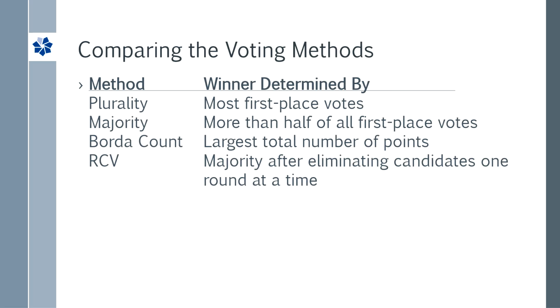Summarizing the four methods that we discussed. In the previous lesson, we discussed plurality and majority. Plurality was whoever gets the most first place votes. Majority means you get more than half the first place votes. Pluralities don't have to be more than half. They just have to have more than the other candidates. And then in this lesson, we discussed the Borda count, which is the largest number of total points, and then ranked choice voting, which is the majority after eliminating candidates one round at a time. Ranked choice voting can also be referred to as instant runoff. They're both very descriptive. We rank the candidates, and we have an instant runoff. Either way works.